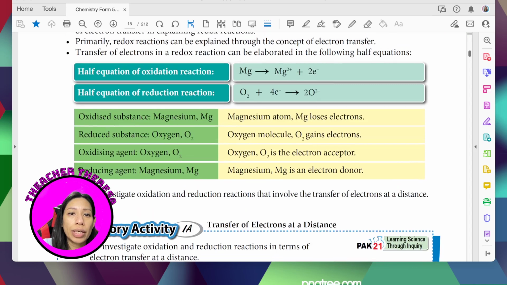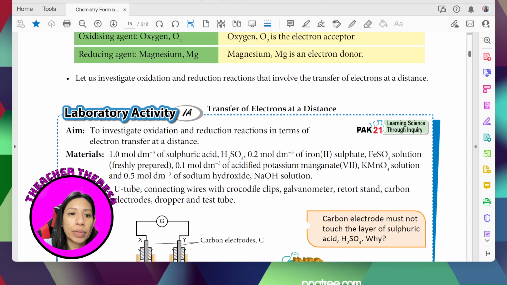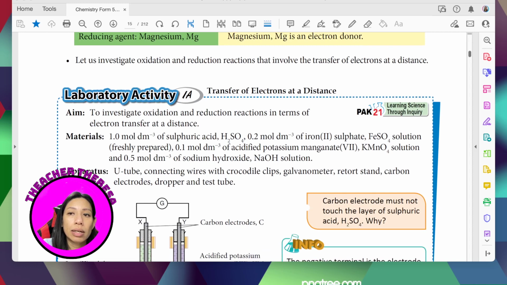So that's why we have this activity, conducted in the laboratory in the first chapter, which is to see, using a galvanometer, how electrons are transferred at a distance. At a distance means from one area to another area, not in the same place, from a distance.